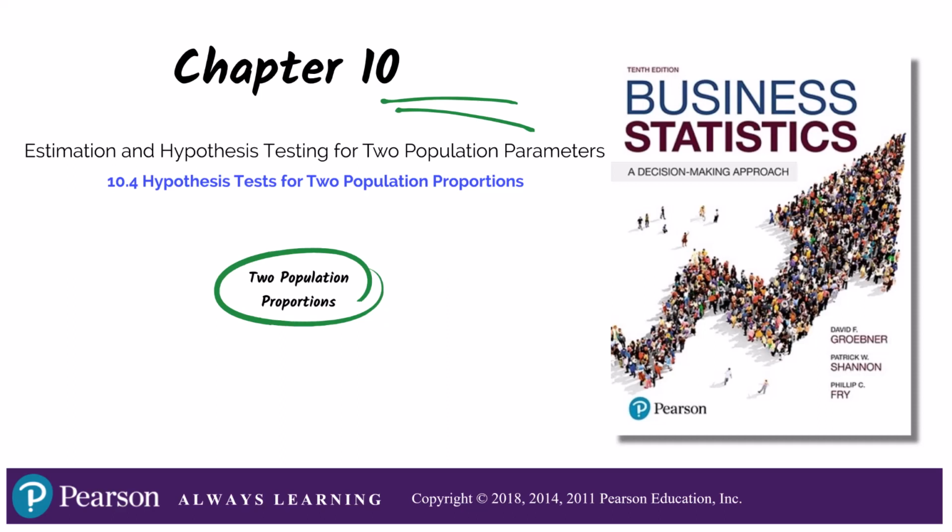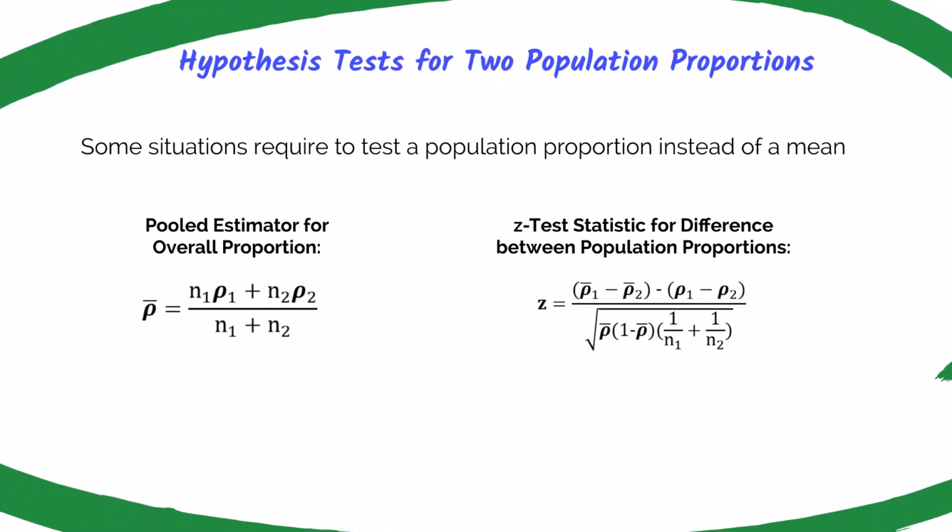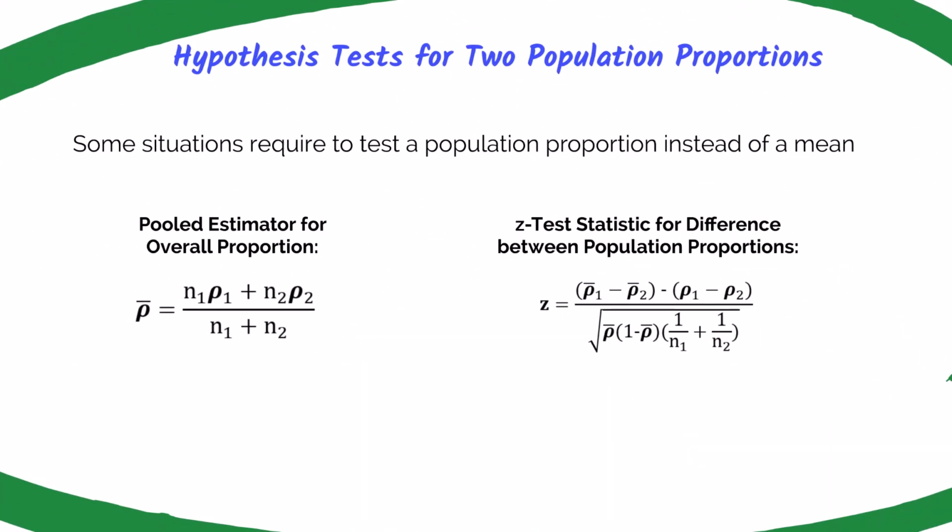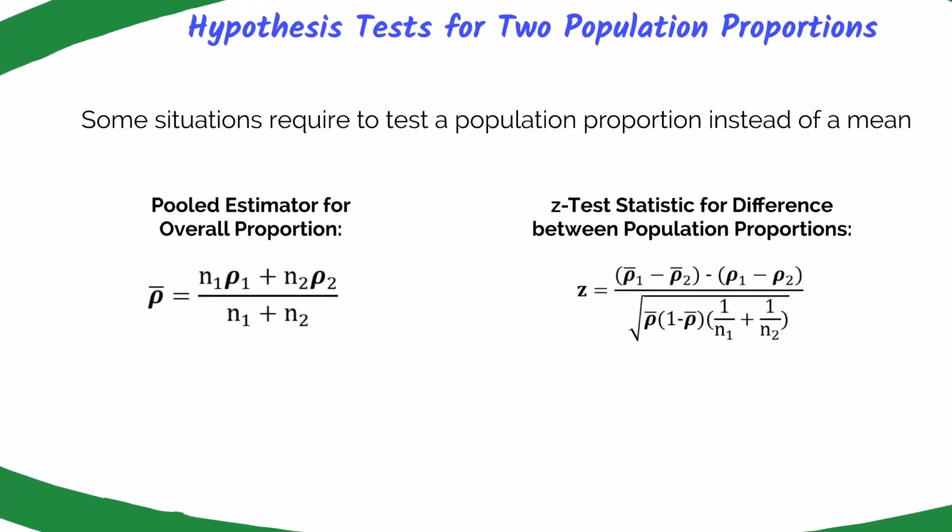Okay, let's wrap up this chapter and talk about how to conduct hypothesis tests for two population proportions. So some situations might require us to test a population proportion versus a mean. Let's say we are working with two samples and we're interested in knowing if there's a difference in a proportion for some attribute of interest in two populations. So let's learn about the hypothesis testing process for this situation.